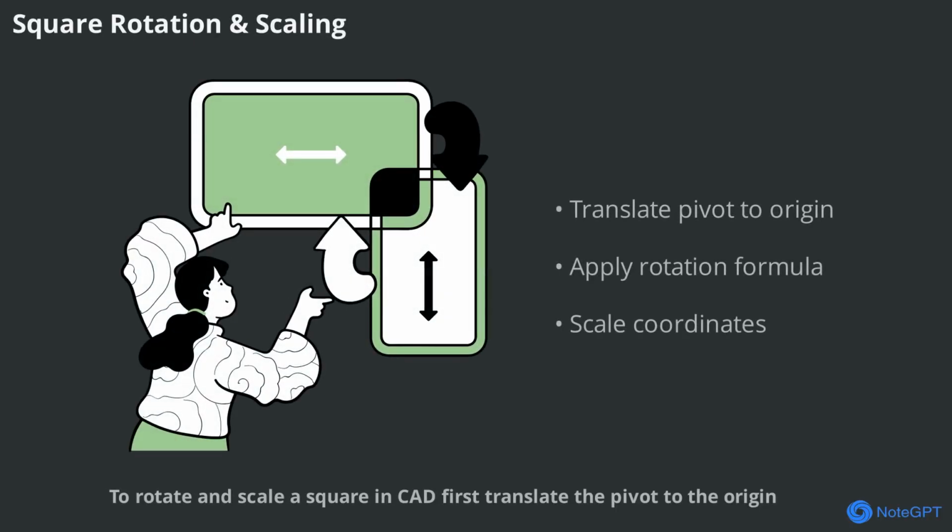Rotate and scale a square in CAD. First, translate the pivot to the origin. Apply the rotation formula, translate back, and then scale. For example, rotating a square 60 degrees clockwise and scaling by sx equals 3, sy equals 2 changes its coordinates significantly.